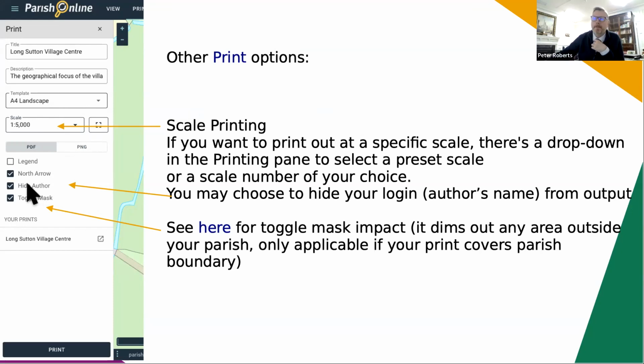We mentioned hiding the author as an option, which is straightforward. And the toggle mask is a system that dims any area outside your parish. So you basically get a two brightness picture. What's inside your parish boundary is bright, and what's outside the parish boundary is less bright, which can be very helpful to show the border quite clearly, but it only applies if the print that you're doing covers the parish boundary. You won't see any difference if you do a toggle mask if everything you're printing is inside your parish.